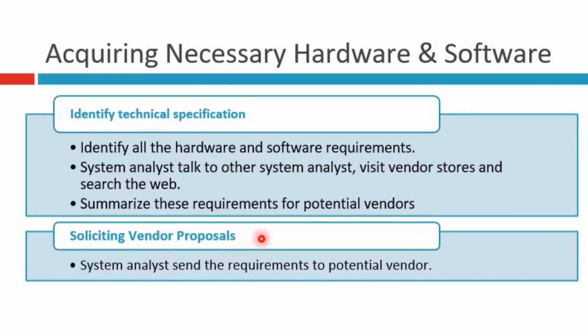Soliciting vendor proposal. In this step, the system analyst already has the list of specifications. So the system analyst will send all the requirements, or the list of technical specifications, to the potential vendors.